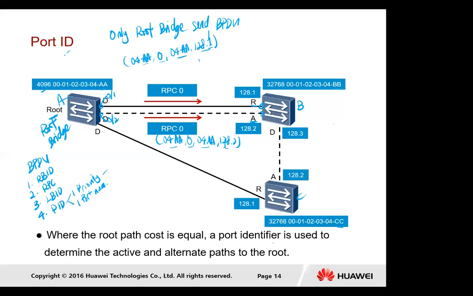That is how we define the port ID. The port ID is only used when the first 3, the RBID, RPC and the LBID, are the same. The last thing they use is the PID to differentiate where my best path is. Okay, that is the criteria. So far all right? That is how they are going to determine the root bridge information. This is on the spanning tree itself, so that is what you need to be aware of.